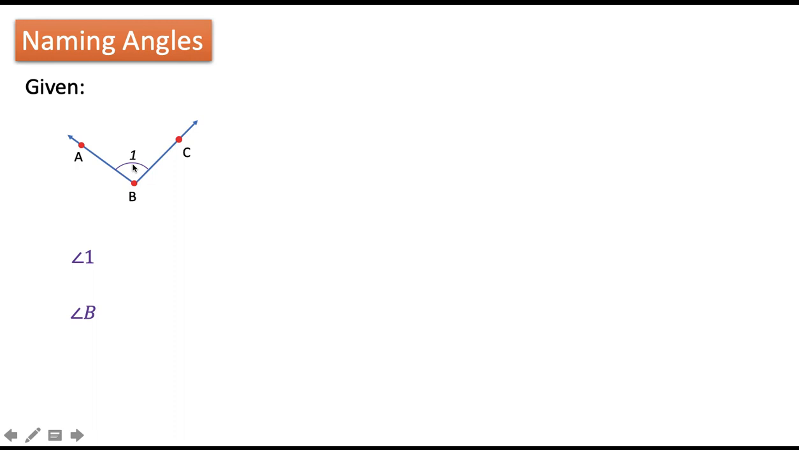We can also use the 3-letter name, so angle ABC or angle CBA. Notice that the vertex B should be in the center. So there are 4 different ways to name this given angle. But we are only referring to the same angle. And this is the symbol used to name an angle.